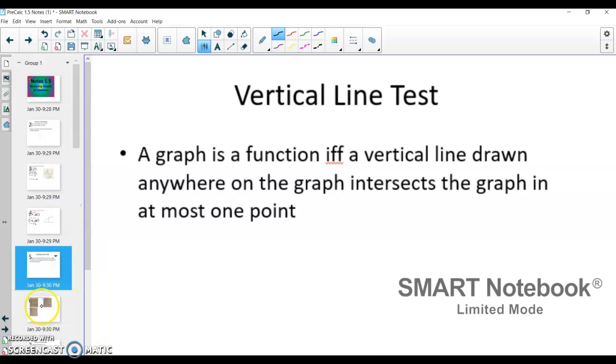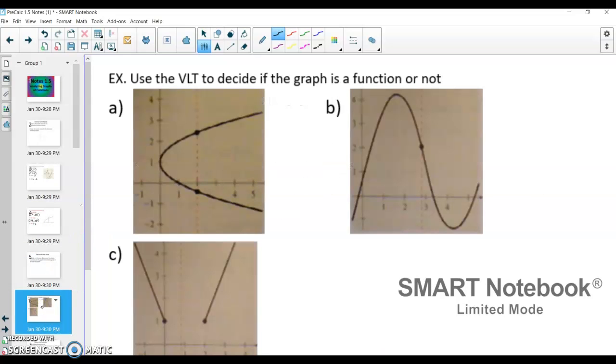Alright, moving on. Vertical line test, we've talked about this. We'll see it right here. It's saying which graph is a function just using the vertical line test. Well, we can see in A, it intersects here, and it intersects here. So that's a no. It's not a function. It fails the vertical line test.